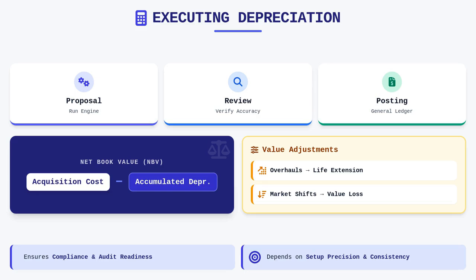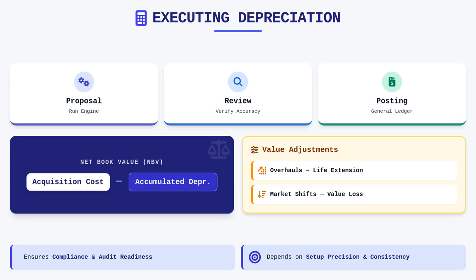If circumstances change, such as a major overhaul that extends an asset's life or a sudden loss in value due to market shifts, you may need to process value adjustments to reflect these realities accurately. These adjustments create an additional ledger entry that directly impacts the net book value without necessarily altering the depreciation profile itself. Effectively managing these flows is crucial for compliance and audit readiness, as they represent how you communicate the ongoing economic reality of your company's physical holdings.